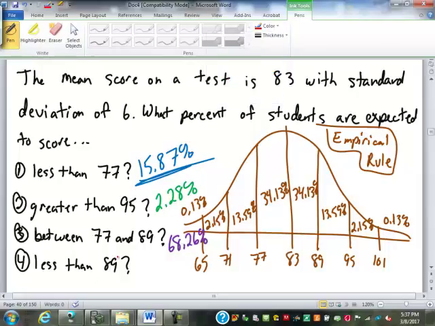And finally, less than 89. Here's 89, and less than would be all these percents. So we add them all up. It should add up to 84.13%.